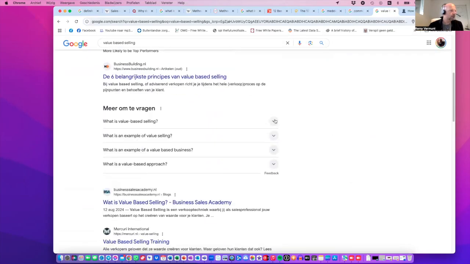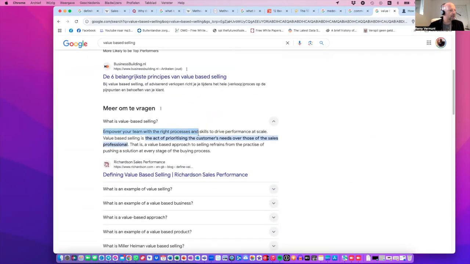Value-based selling. What is value-based selling? Empower your team with the right processes and skills. Processes, efficiency, skills, effectiveness to drive performance at scale. Well, that sounds good. Value-based selling is the act of prioritizing the customer needs over those of the... come on, really? Is that your insight? Is that your paradigm-shifting way of, oh, we're going to do everything so differently, because until now we have never been customer-centric and we have always prioritized our own needs over that of our customer? Yeah, okay, in the win-lose, yes, it happens, of course, but this is nothing new. The act of prioritizing the customer needs over those of the sales professional. I'm sorry to be so critical, but come on.